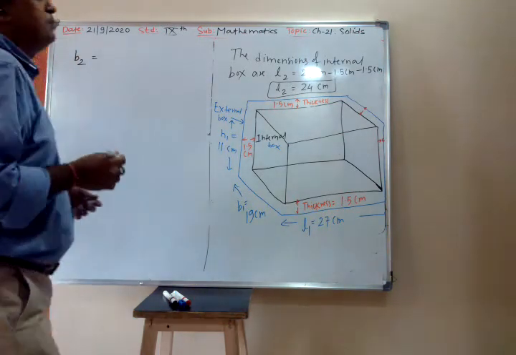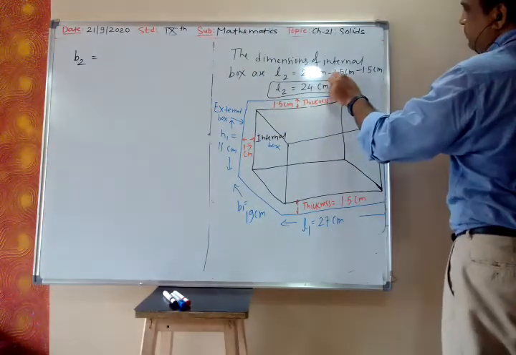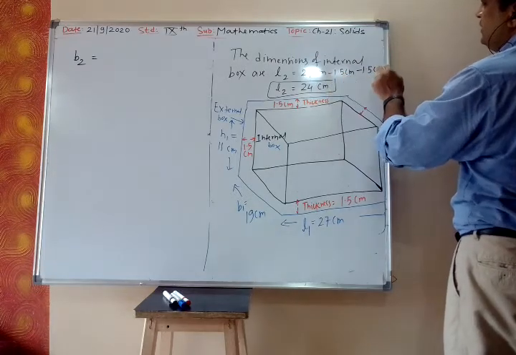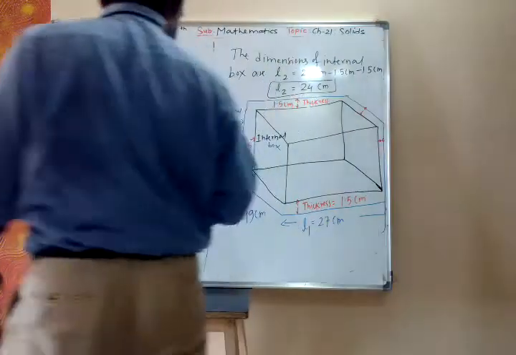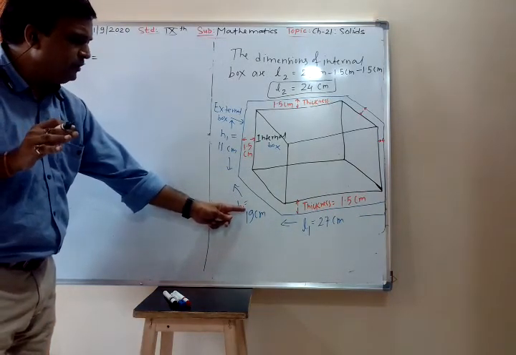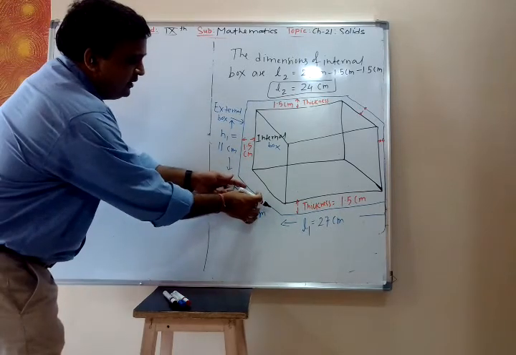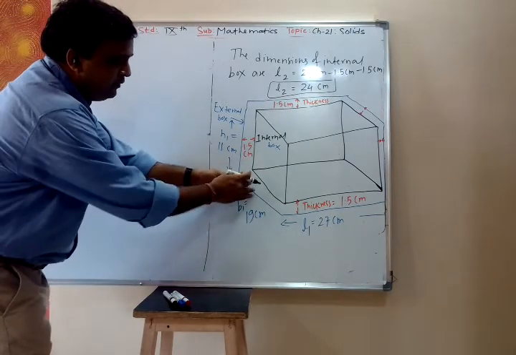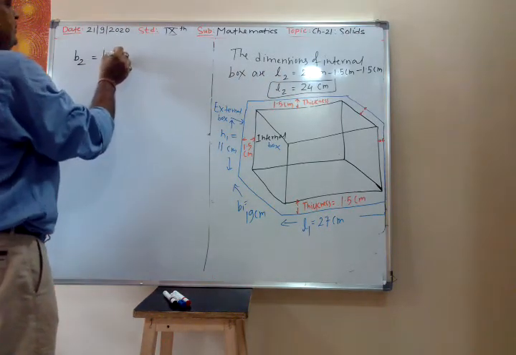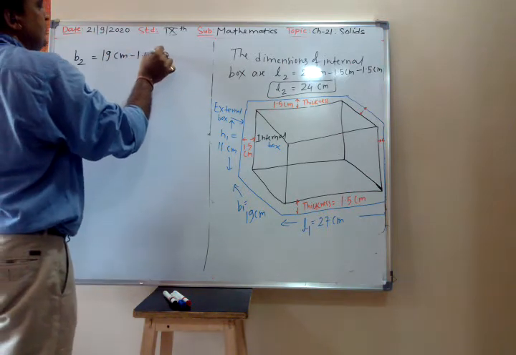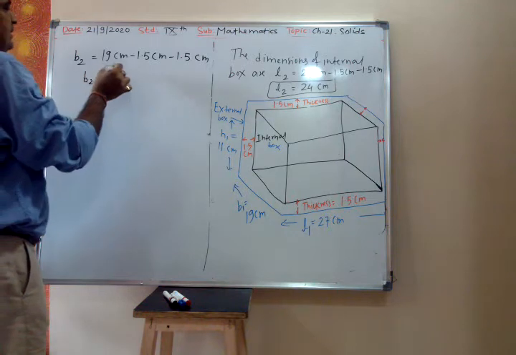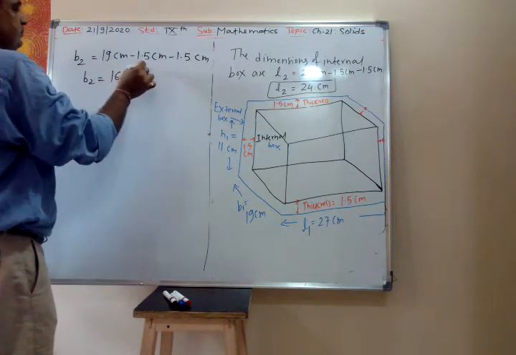We are writing minus 1.5 minus 1.5, which will be minus 3 centimeter. What will be B2? Now breadth is 19 centimeter, so from both the ends we remove the thickness 1.5. 19 centimeter minus 1.5 centimeter minus 1.5 centimeter. So B2 will be 19 minus 3, that is 16 centimeter.